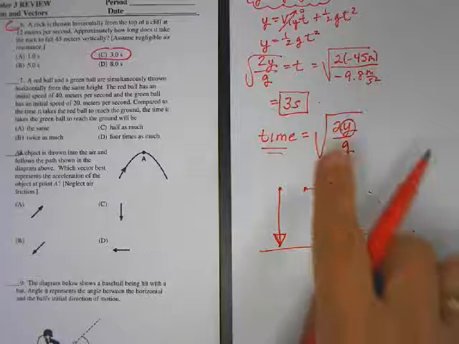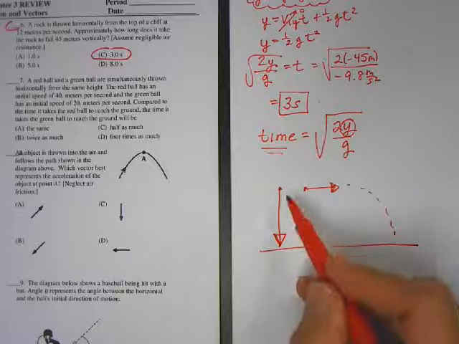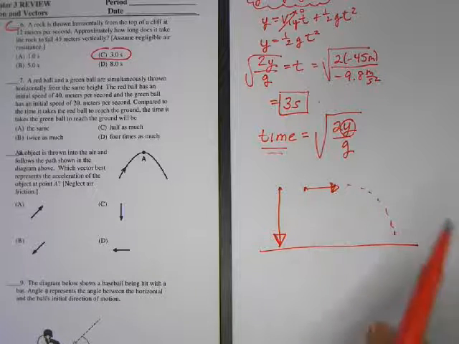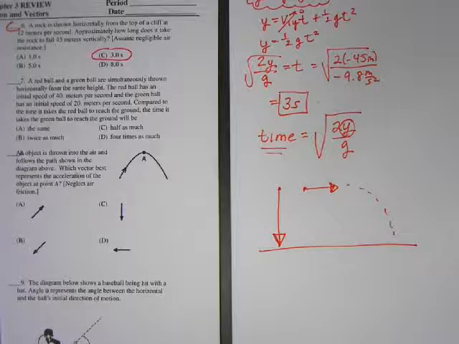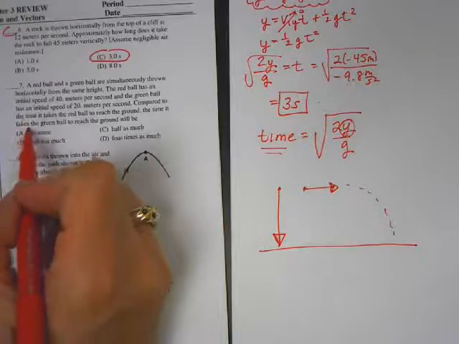And we see that by looking at our equation. So it doesn't matter if I drop it or I throw it. The only thing that's going to determine how long it takes to hit the ground is how high up it is. So the answer to number 7 is A.